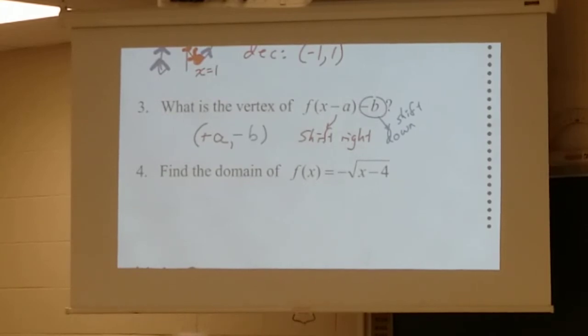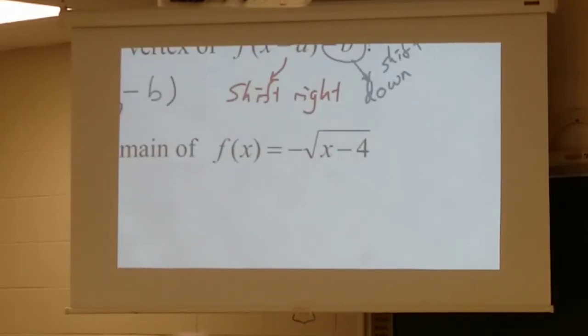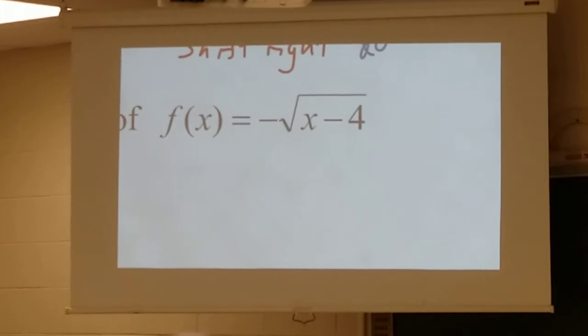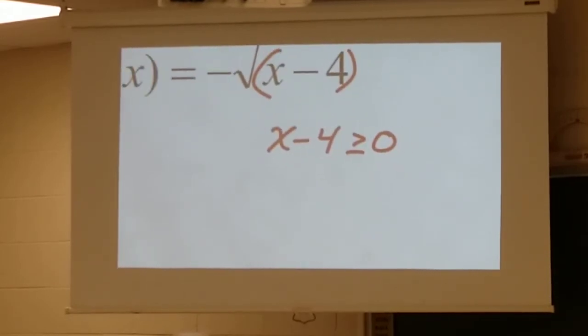Domain. It's sometimes about thinking about numbers you can or can't use. When you have a square root, there's something special about that piece that's under the square root. It's not allowed to be negative. Since it's not allowed to be negative, I'm going to make sure it's greater than or equal to 0. If I make it greater than or equal to 0, then all I got to do is solve it.